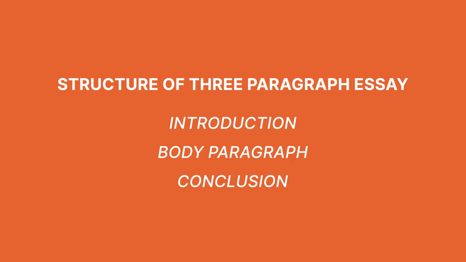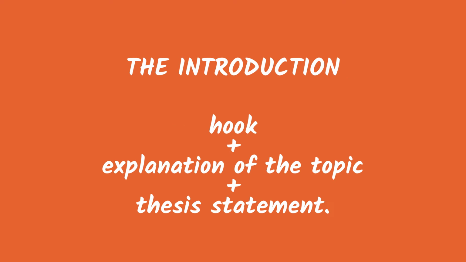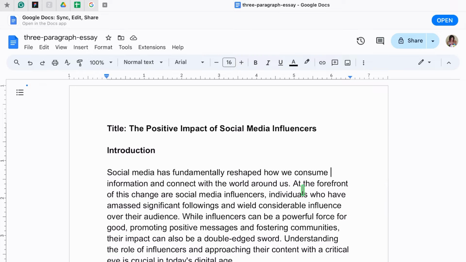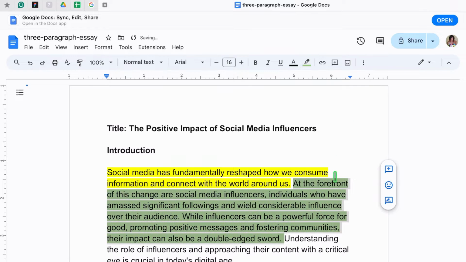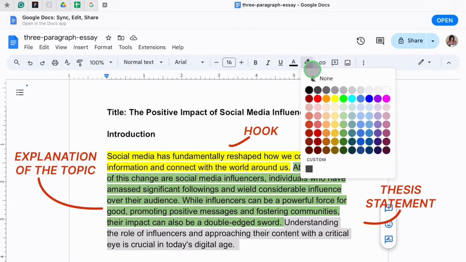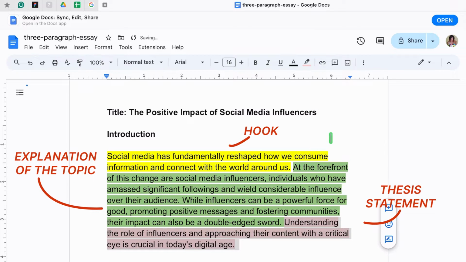So, step 1 is to learn how to start a 3-paragraph essay: the introduction. The formula of a good introduction is as follows. Hook plus explanation of the topic plus thesis statement. So, as you can see, each part of the introduction logically follows from one sentence to another. First, you interest the reader with an attention-grabbing sentence, then briefly cover the main essence of the topic, and end the introduction with a thesis statement that reflects the core idea of the essay content.